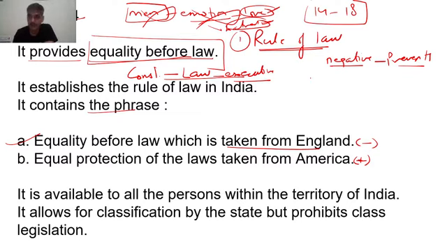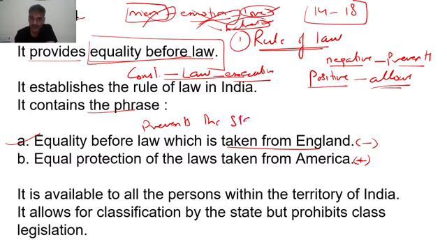And what is positive? Anything which allows you to do something is called positive. That attitude which allows you to do something: yes, I can do it, I will do it. That is called positive attitude. So negative means it prevents the state from making discrimination among those who are equal.